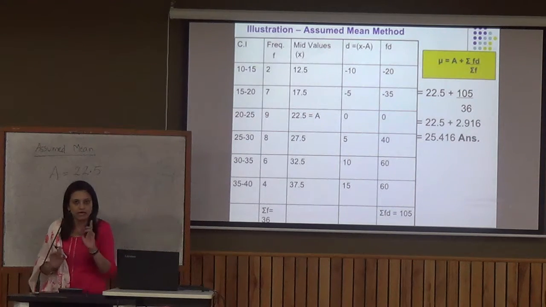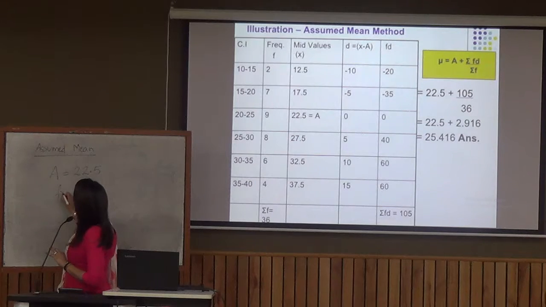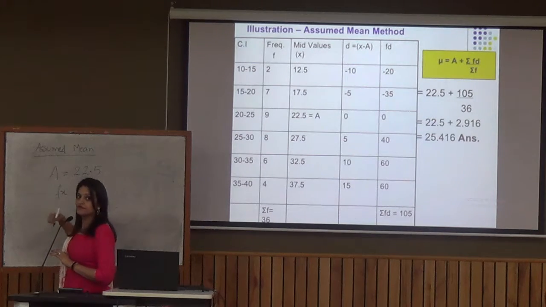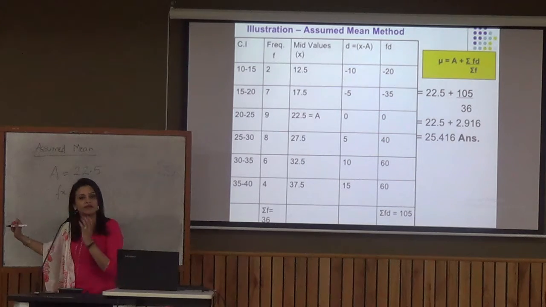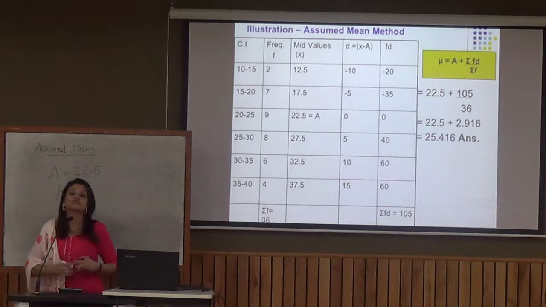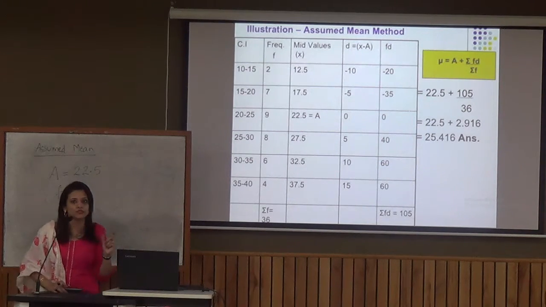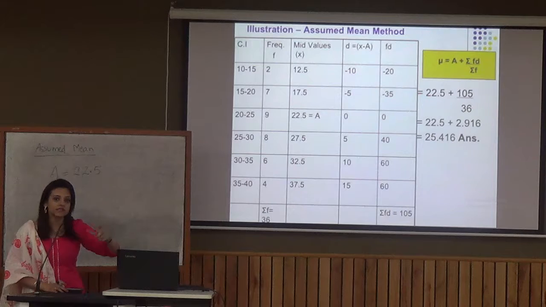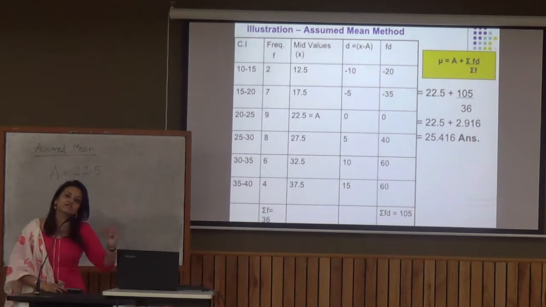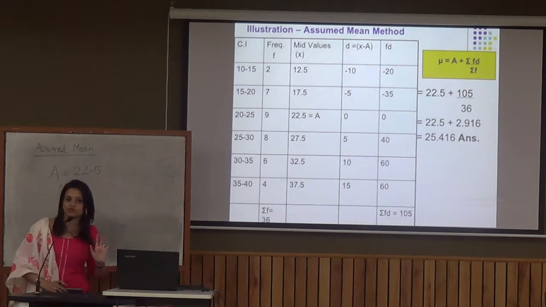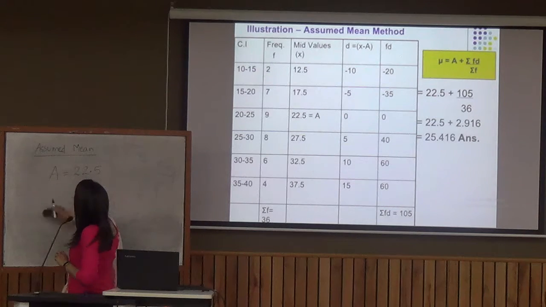Now, instead of doing fx, before this important step of multiplying frequency with x, let me use this assumed value to find out how much each value is deviating from this assumed mean, and hence we find d, the deviation, which is equal to x minus a. That is, you subtract the assumed mean from each mid value. That is, d is equal to x minus a.